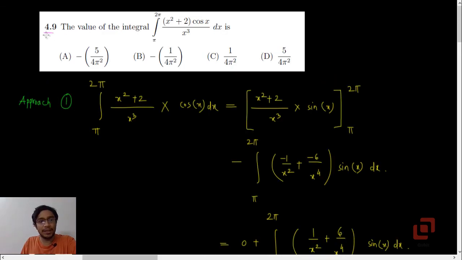Question number 4.9. The value of the integral of (x squared plus 2) upon x cubed into cos x with respect to x, as x goes from pi to 2 pi, is: minus 5 upon 4 pi squared, minus 1 upon 4 pi squared, 1 upon 4 pi squared, and 5 upon 4 pi squared.